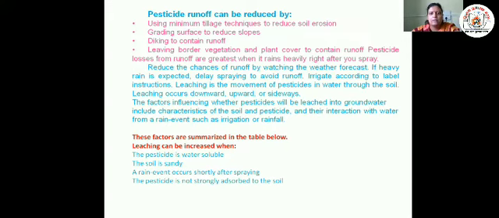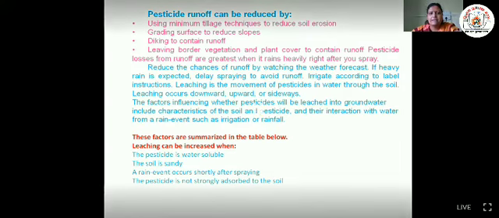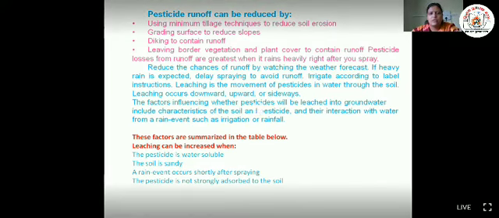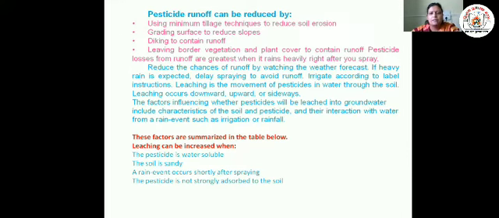That is, plant cover to contain runoff. Pesticide losses from runoff are greatest when it rains heavily right after you spray. Reduce the chances of runoff by watching the weather forecast. If heavy rain is expected, delay the spray to avoid runoff. Irrigate according to the label instructions.